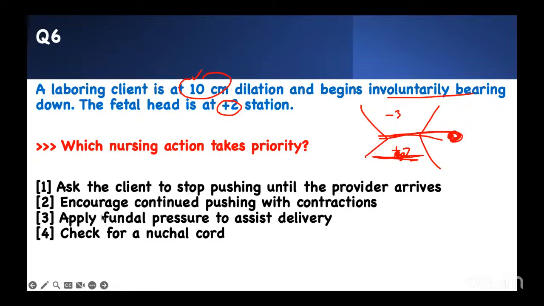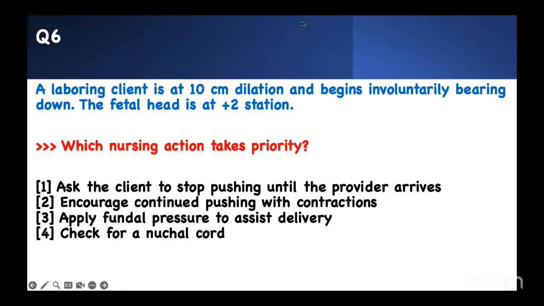This is all based on the question content. There's no need to check for anything. She's in the right position. Nobody is in distress. I'm 10 centimeters dilated. I'm already pushing down, involuntary bearing down to push. And then the baby is way down at plus 2 station. That means let her push with contraction. This is all based on content.